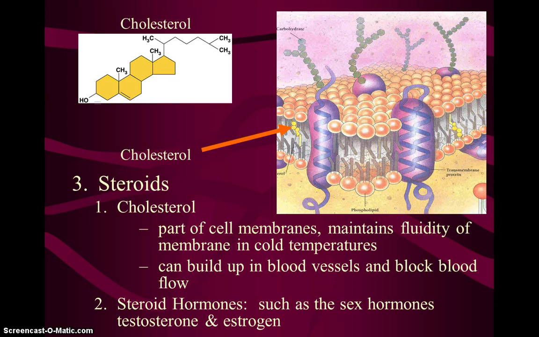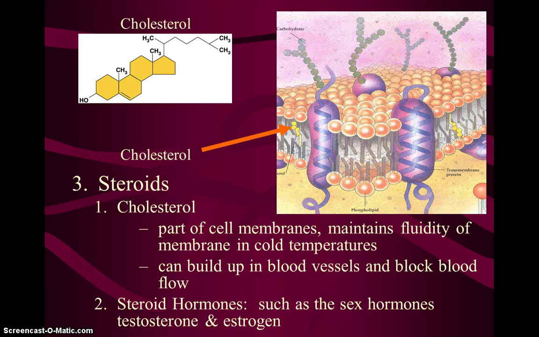The third type, steroids. Steroids are part of cell membranes. They help maintain fluidity of the membrane, which means they help maintain the fluid nature, the passing in and out of the different fluids that help the functionality of the cell. It helps maintain this, especially during cold temperatures. Things move a lot slower in cold temperatures, so it helps in that process.